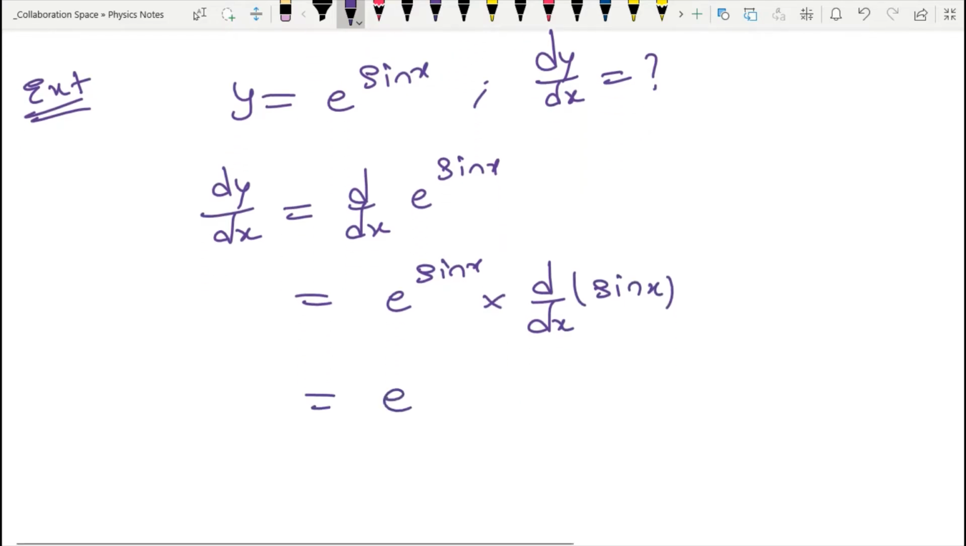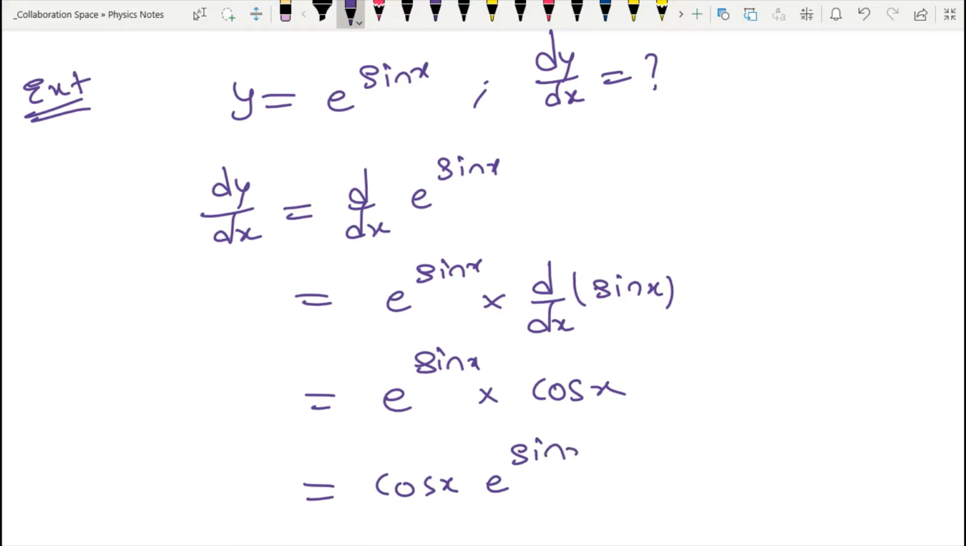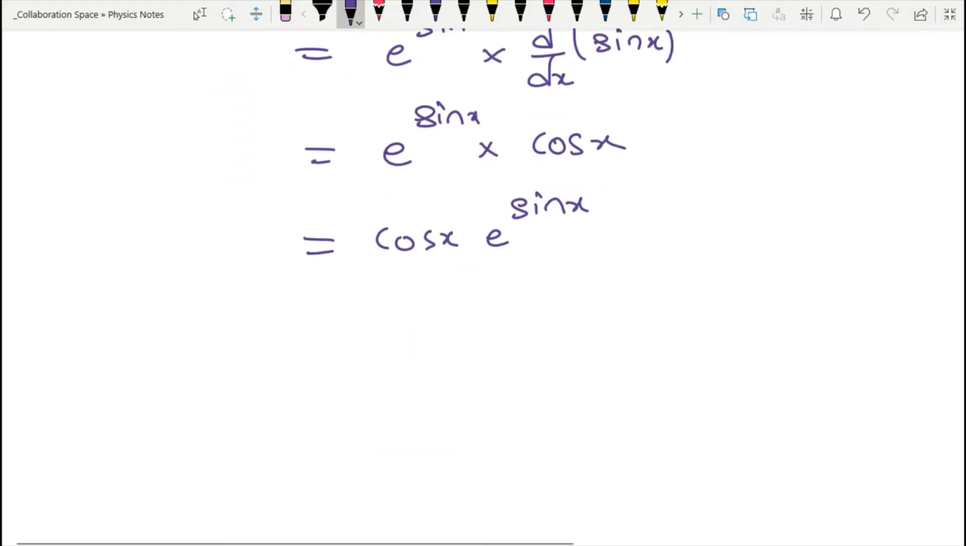So what is the d/dx of sin x? d/dx of sin x is cos x. So your answer will be cos x e^(sin x). So this is the way of applying the chain rule in the case of differentiation. Let us see another example.